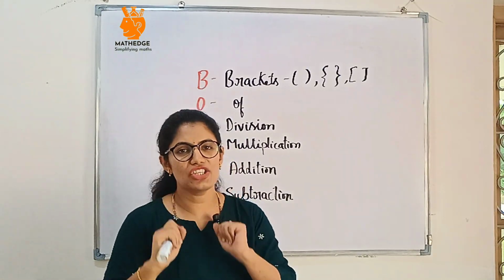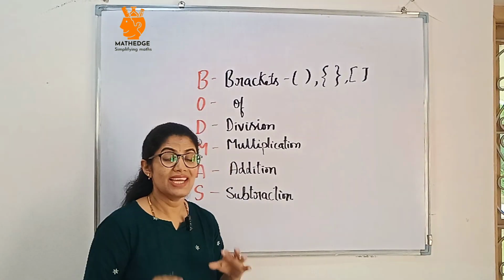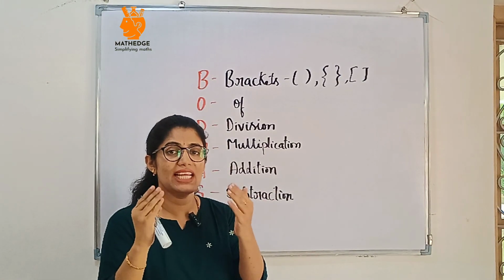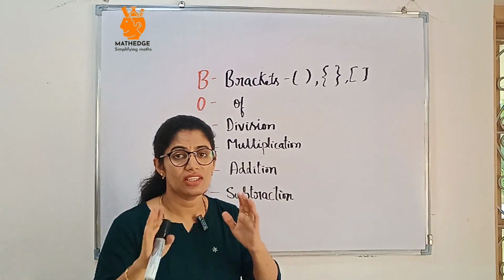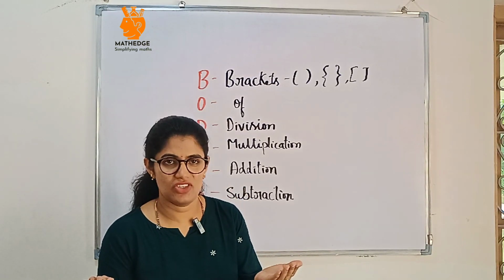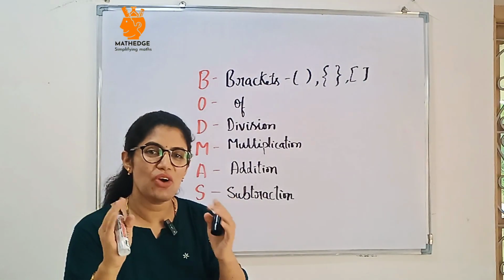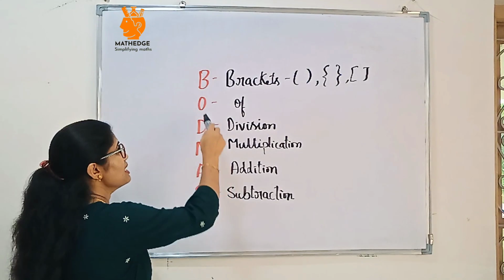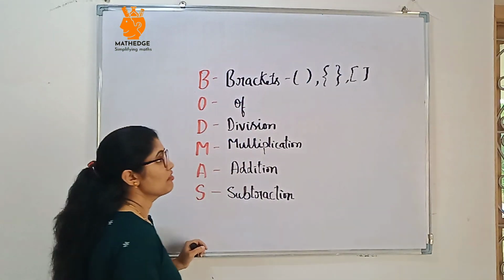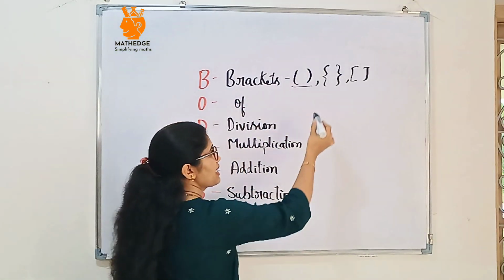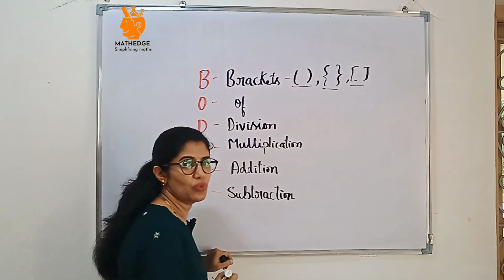Alright, let's first understand what BODMAS actually means. It's a rule that tells us the order in which to solve mathematical expressions. Let's decode BODMAS now. First, B stands for brackets. It means first we should go with the open close bracket, curly bracket and then square bracket.